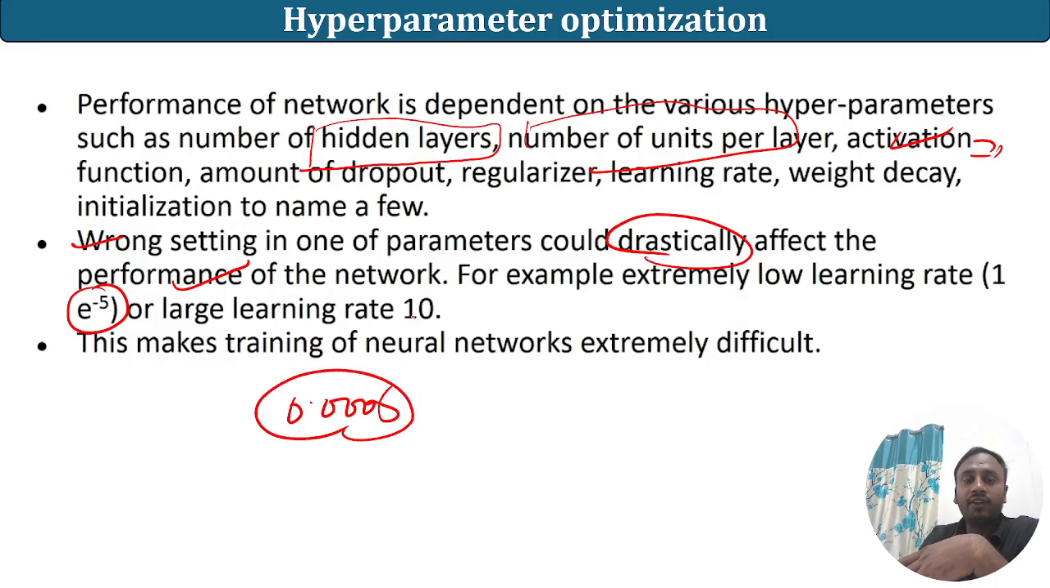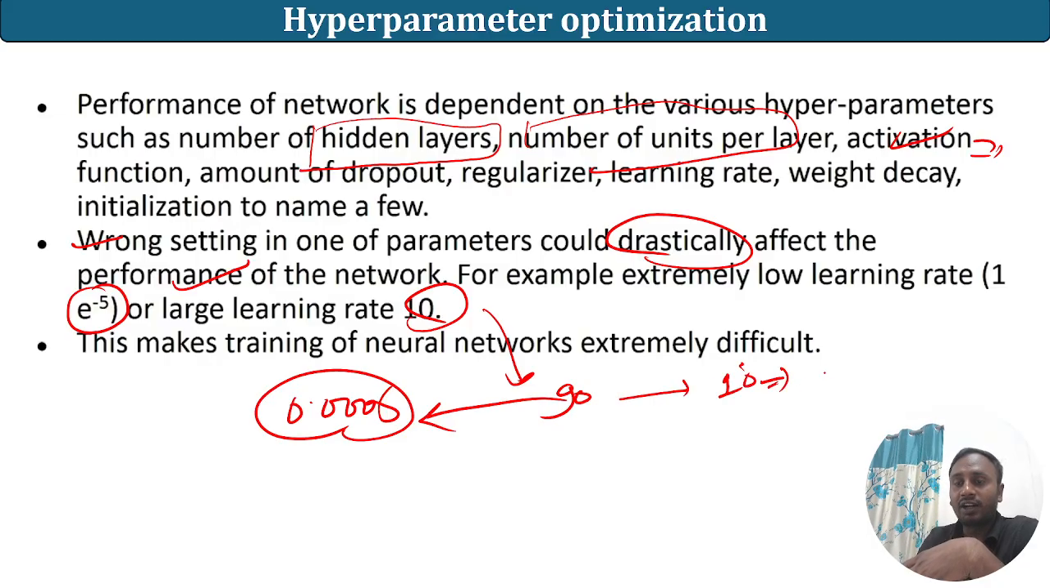So let's say we define a learning rate of 0.0005 versus 10. Say we got 90% for this, and if you put in 10, the accuracy drops drastically to about 40%. So if we don't give the correct parameter for the correct model, we are going to face a drastic change in performance. It's going to make the training of the neural network extremely difficult.